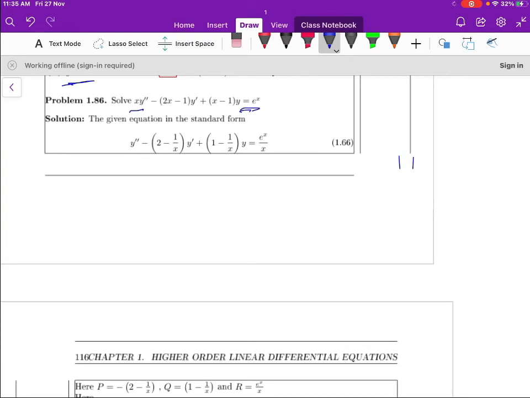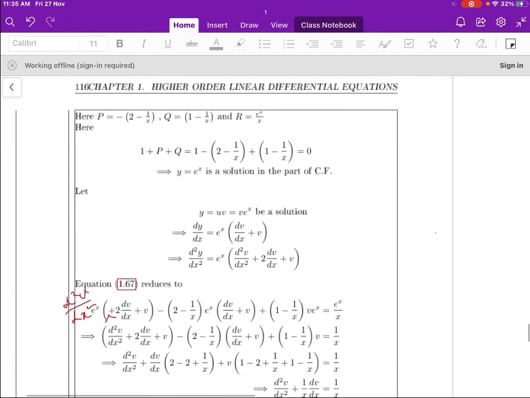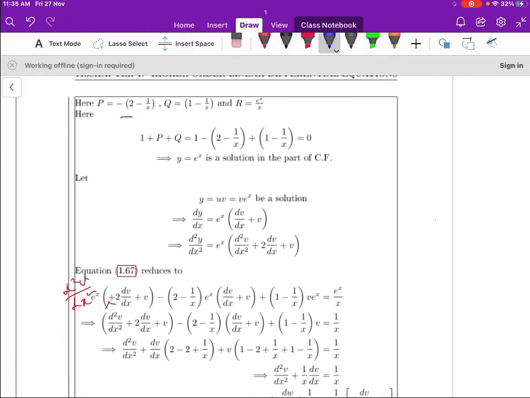So you have to bring it to the standard form of the second order differential equation by dividing by x. So that is in the standard form: y double dash minus of 2 minus 1 by x into y dash plus 1 minus 1 by x into y is equal to e power x by x, where p is equal to minus of 2 minus 1 by x, q is equal to 1 minus 1 by x, and r is equal to e power x by x.